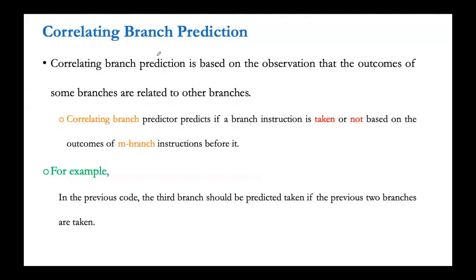So this is what we just discussed, correlating branch prediction. In correlating branch prediction, the predictor predicts whether a branch instruction is taken or not based on the outcome of the previous m branch instructions. In our previous example, there are 3 branches. The third branch should be predicted as taken if the previous 2 branches are taken. To maintain this previous m branch history, we need the history register.